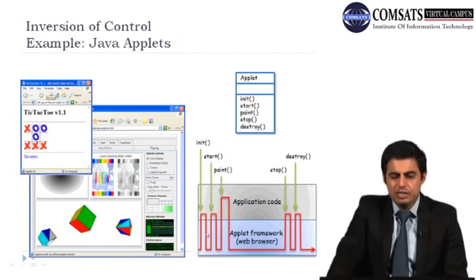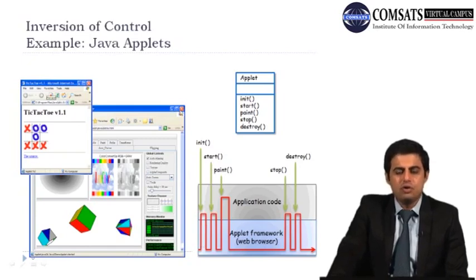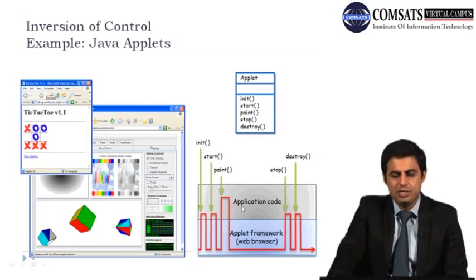And if you look at it, you are not calling these methods, rather these methods are being called by the applet. Like there is this initialization method, and that is part of the framework method. It's not written in your application code. Similarly, there is a start method and the paint method for the applet, and the stop and destroy methods, they all are being called by the application framework.